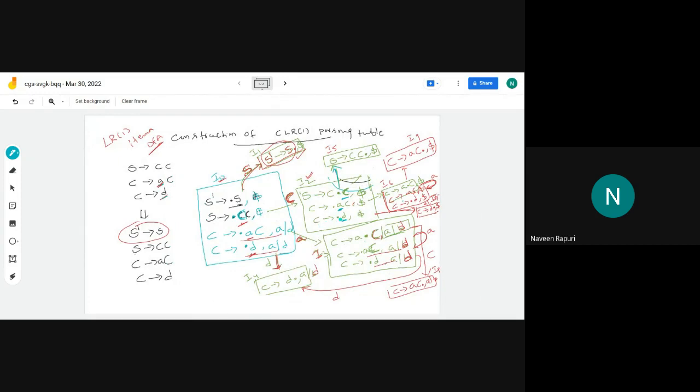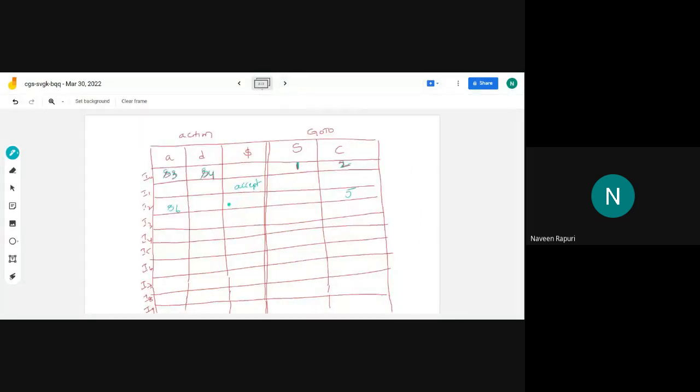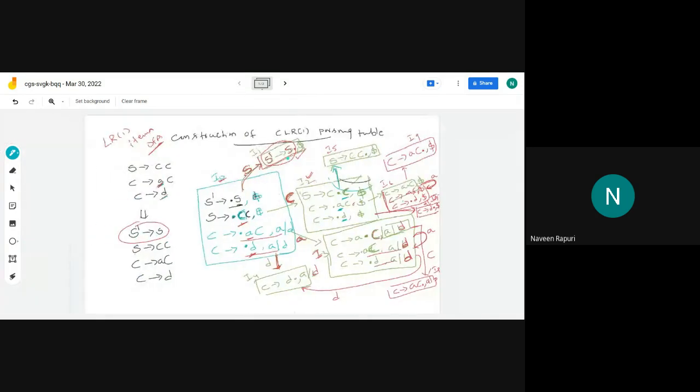C derives dot d. That is, after dot we are having small d. That means a shift action. It is moved to I7. That means shift 7. And then I2 completed. Coming to I3.